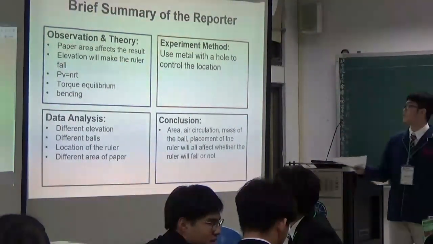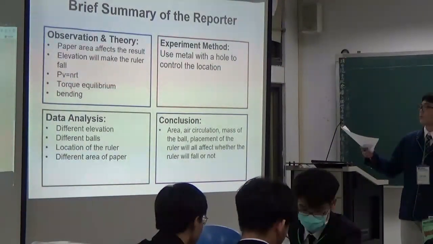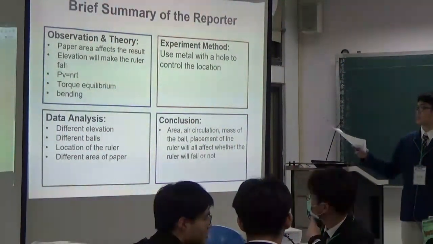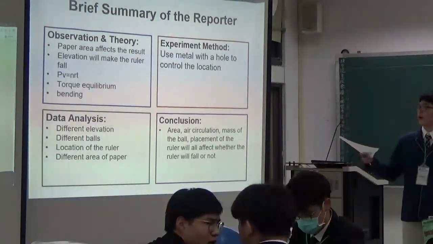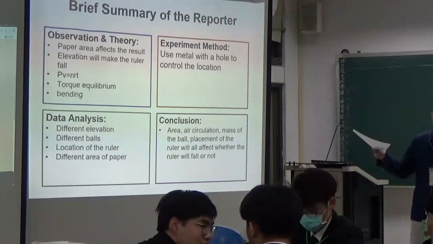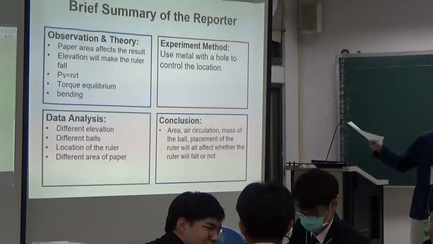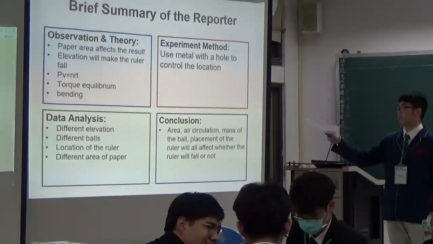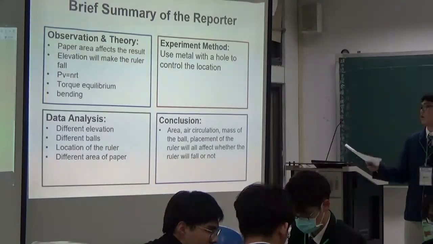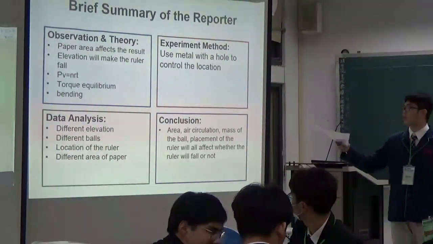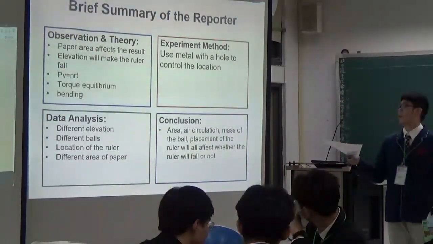And this is a brief summary of the report. First, for the observation part, they talk about how the paper area affects the results. And they talk about how the air pressure also affects it. And they talk about elevation, and they say that the elevation will make the ruler fall. And they also brought out the ideal gas equation, PV equals nRT. And also they talk about the torque equilibrium. And they also talk about the bending.